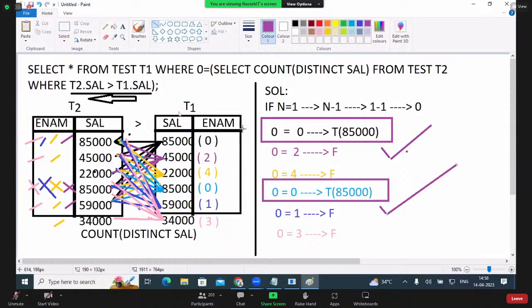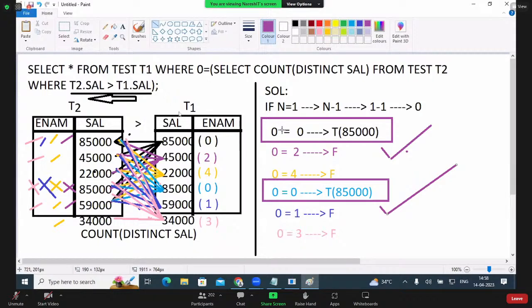Now clear to all of you? If any interviewer asks why we give priority to non-correlated and why non-correlated performance is better than correlated, then explain this small example to them. Easily they can understand that. So now clear to all of you? This is what happens.